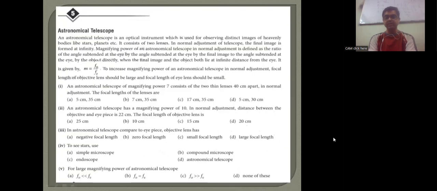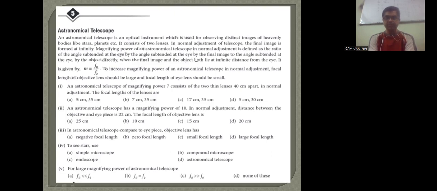Now come to the next case study. Case study number 5. Astronomical telescope. An astronomical telescope is an optical instrument which is used for observing distant images of heavenly bodies like stars, planets, etc. It consists of two lenses. In normal adjustment of the telescope, the final image is formed at infinity.